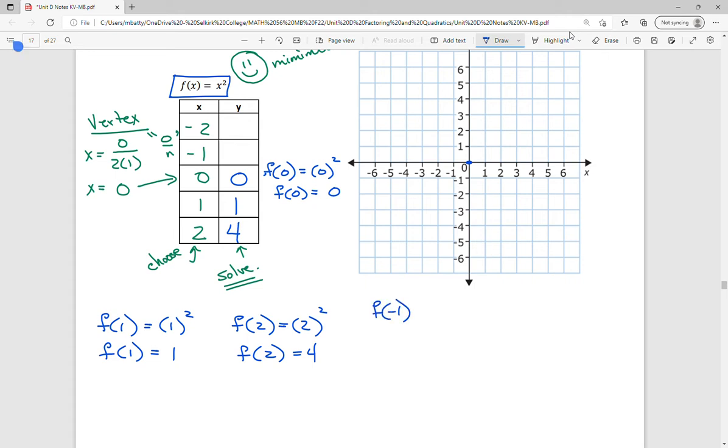F at -1 would be -1 squared, or f at -1 is equal to 1. F at -2, sub -2 into my equation. F at -2 is 4. So really what I'm doing with this function notation makes it a whole lot easier than having to draw funny arrows in to fill these out. So these are all ordered pairs on my parabola. You'll notice that they're symmetrical, right?